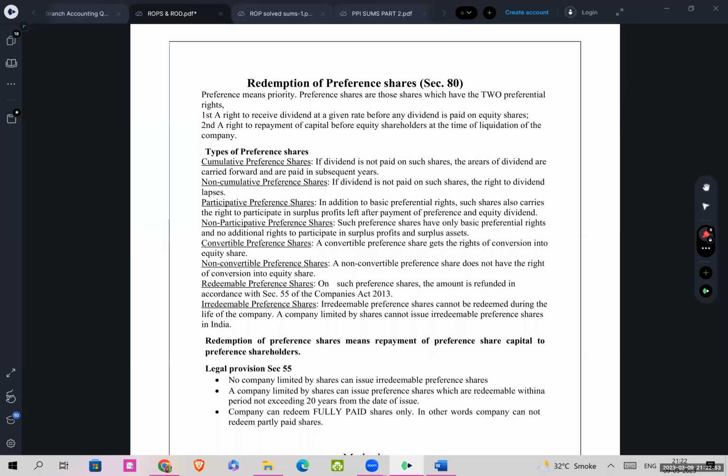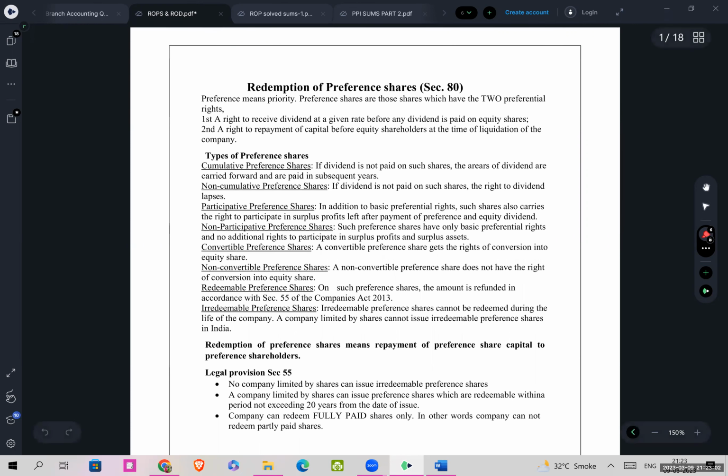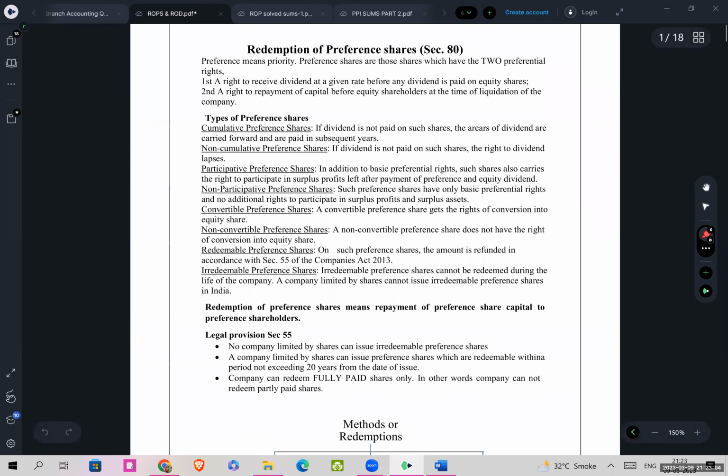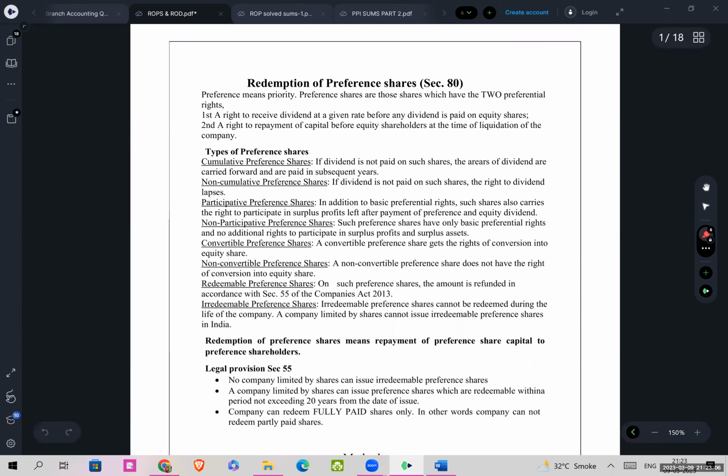Good evening, students. Let's move on to the next chapter of your syllabus that speaks about redemption of preference shares, which is covered under Section 80 of the Companies Act 2013.